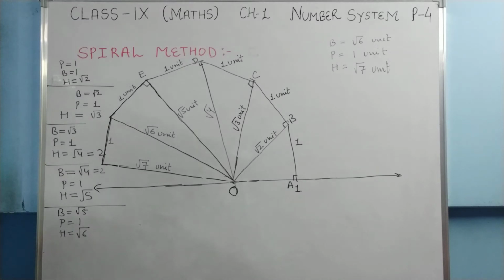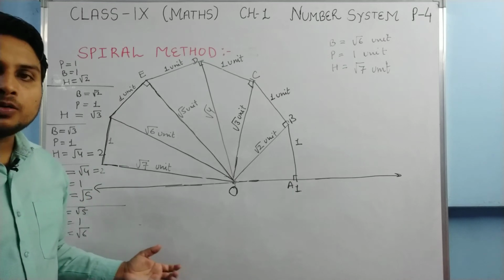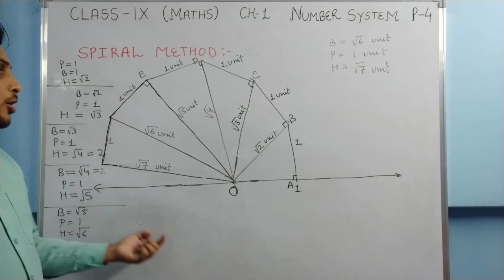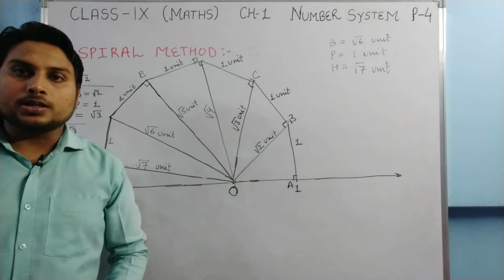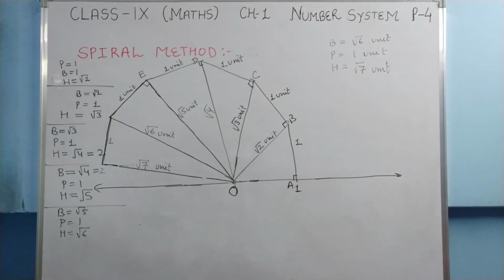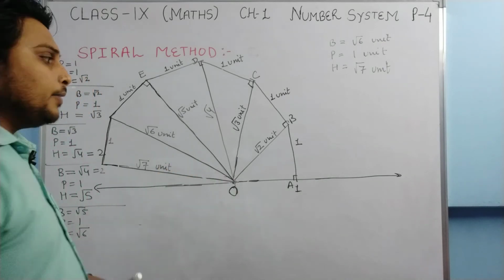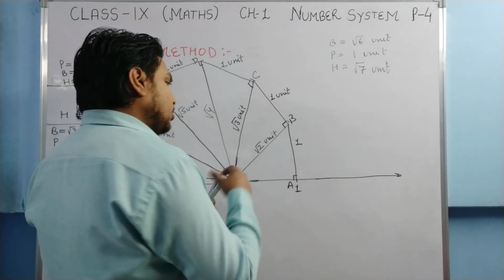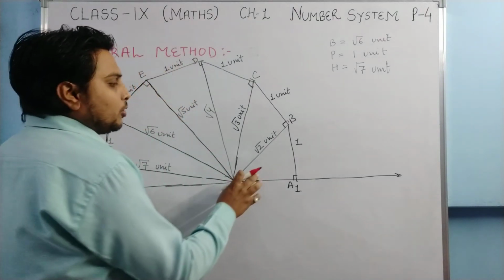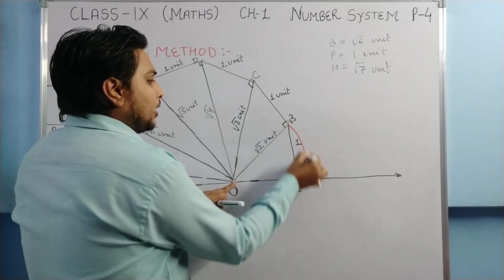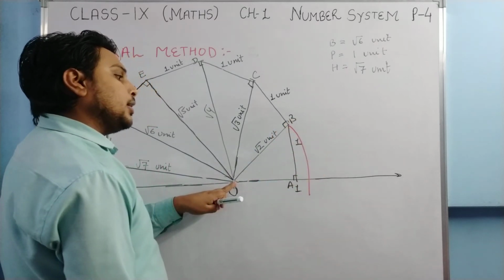So students, you can continue in this method, and you can represent under root 8, under root 9, under root 10, under root 11 like this. But we have to show the distance on the number line. So we will follow the same procedure. If we have to show under root 2 on the number line, we will take the radius as OB and cut an arc to the number line.